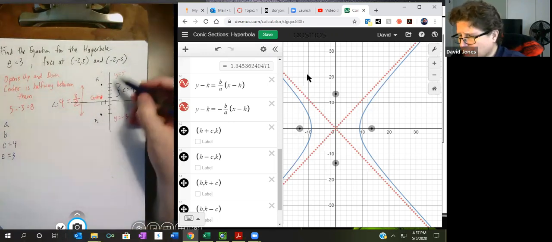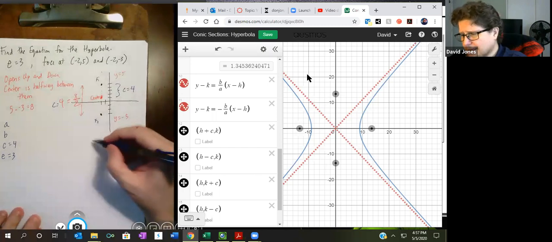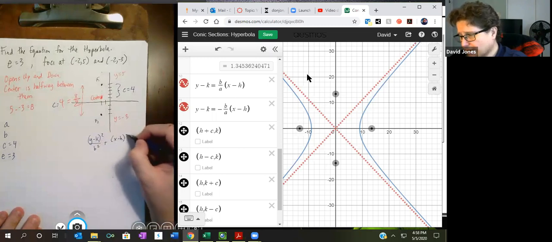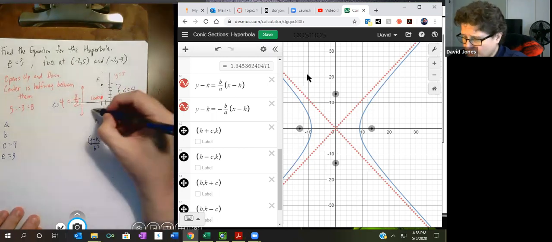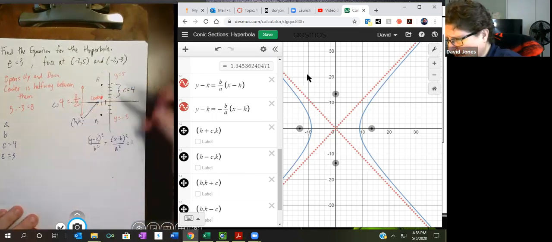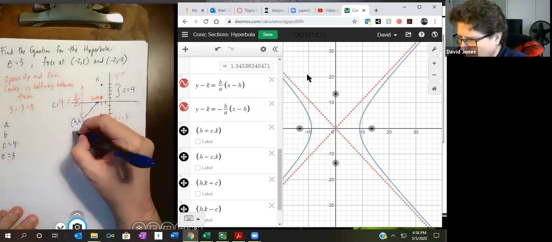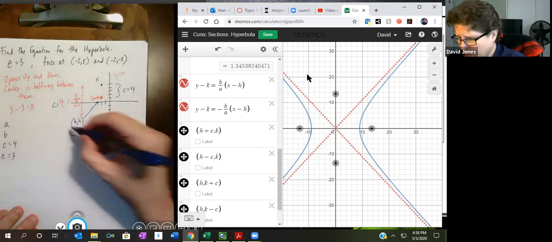We know it opens up and down, which tells us what? We should be looking at something with y minus k squared over b squared plus x minus h squared over a squared equals 1. We just found h, k. What is that? If I go down 4 from negative 2, 5, subtract 4 from the y value, I get negative 2, 1. So that's my h, k.